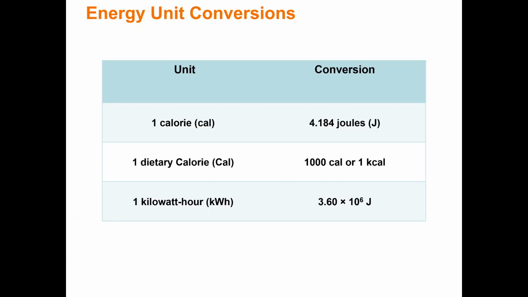Okay, so just some unit conversions. 1 calorie is 4.184 joules. 1 dietary big C calorie is equal to 1,000 calories, or 1 kilocalorie. We kind of talked about that already. And 1 kilowatt hour is 3.6 times 10 to the 6 joules. So just make sure you have a good handle on those.